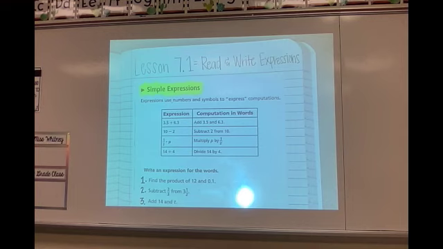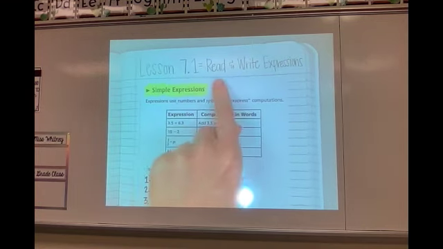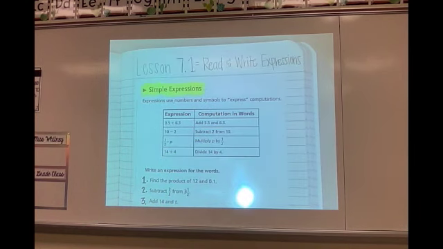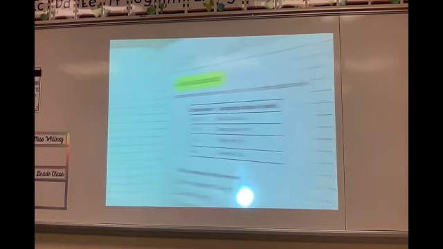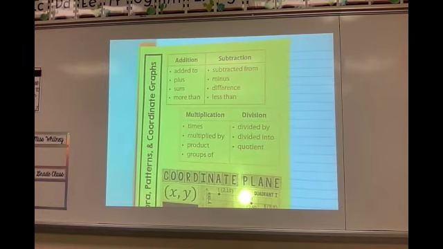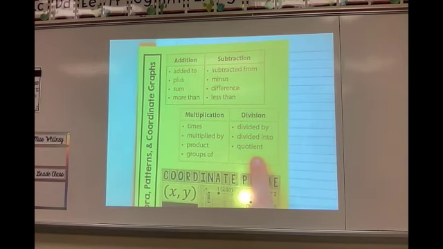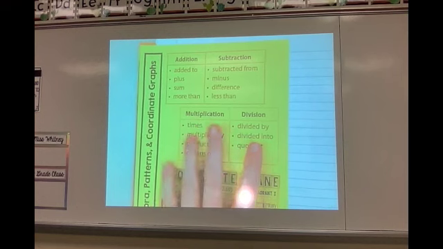So today we are starting our very first lesson of Unit 7. It is Lesson 7.1, and it is over reading and writing expressions. So today we are talking about expressions, how to read them and how to write them. I will tell you, you have some keywords over here on your notebook divider. So keywords for addition, subtraction, multiplication, and division. These are going to be very, very helpful.